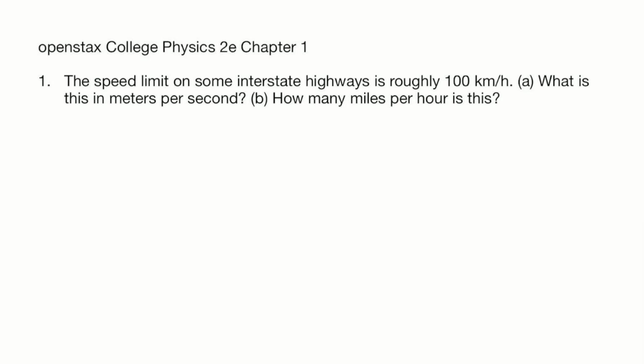All right, so let's just start right out. We've got 100 kilometers per hour. We will set that equal to itself. And now we can start converting. There are 1,000 meters in 1 kilometer. And in 1 hour, there are 3,600 seconds.